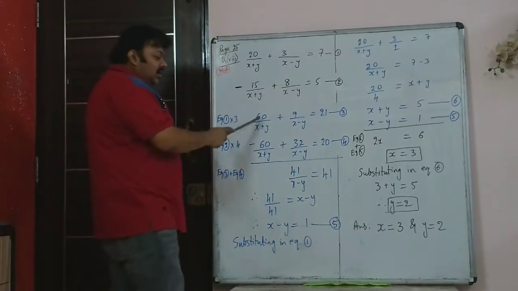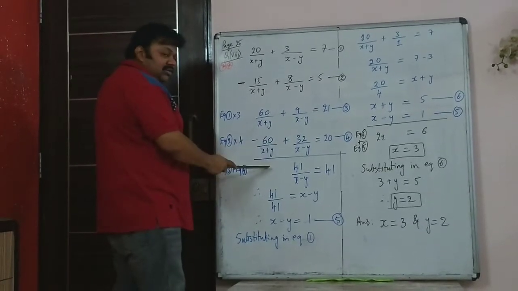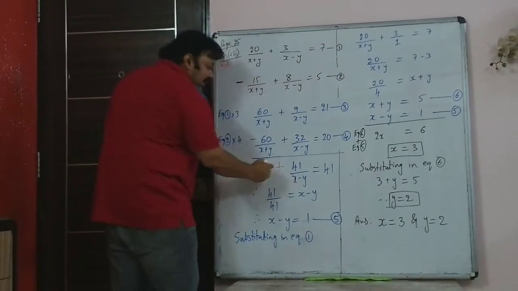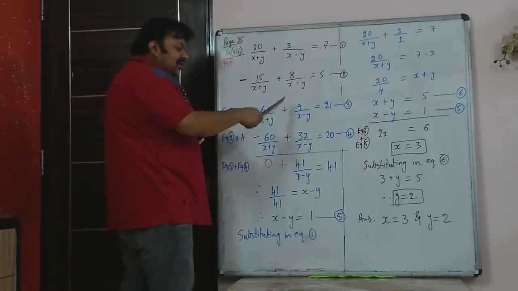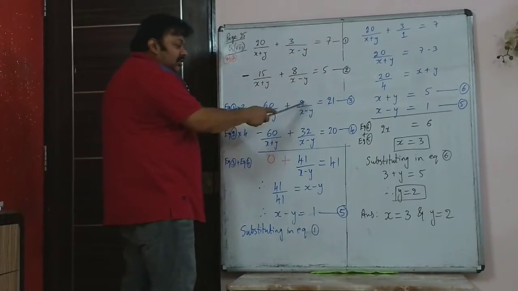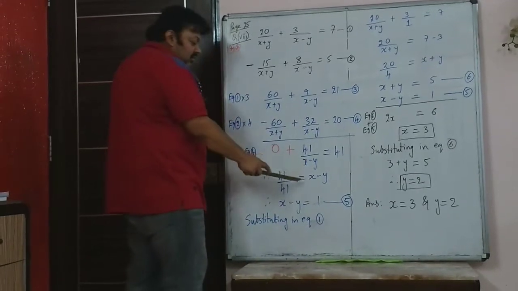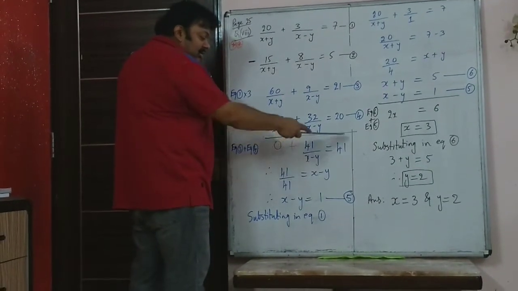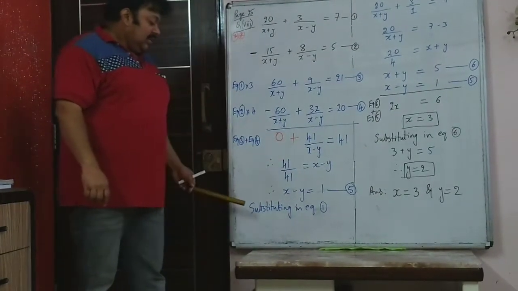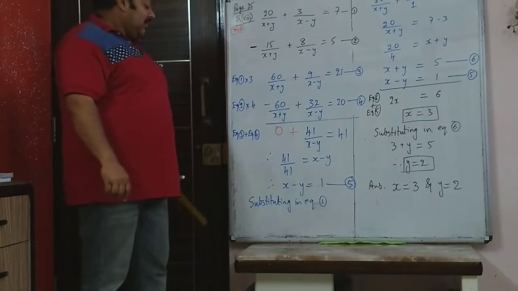Once I do that, now the coefficients are the same. So this term minus this term has become 0. There is nothing here, which means it is 0. And then these two terms, just like you normally add, you will add the numerators. LCM is x minus y. So you get 32 plus 9, that is 41. 41 upon x minus y is equal to 41. So if I shift 41 down here and move x minus y out there, it becomes x minus y is equal to 1.